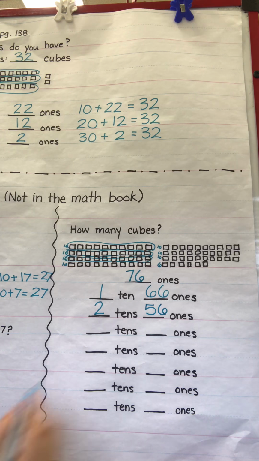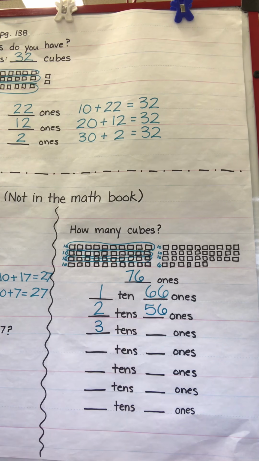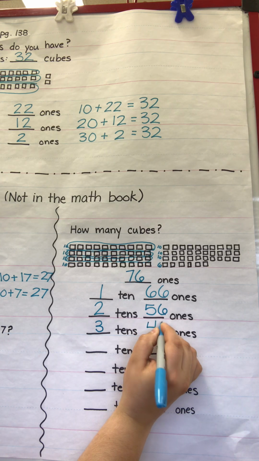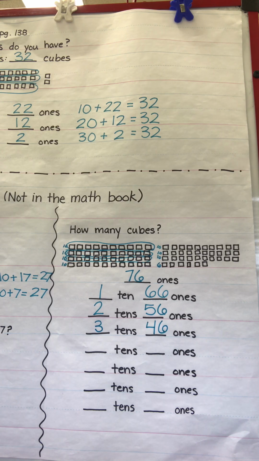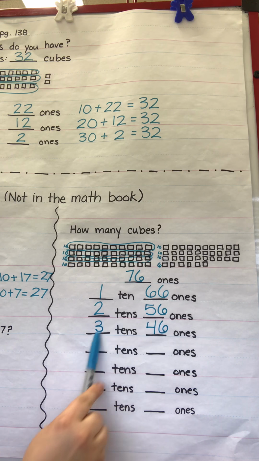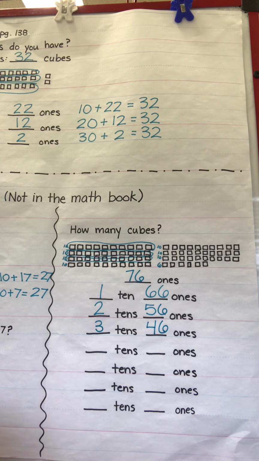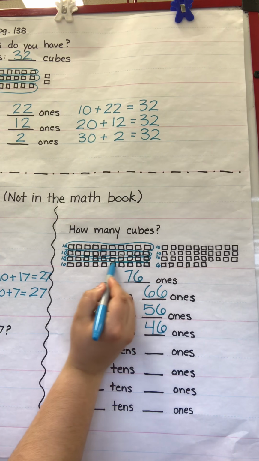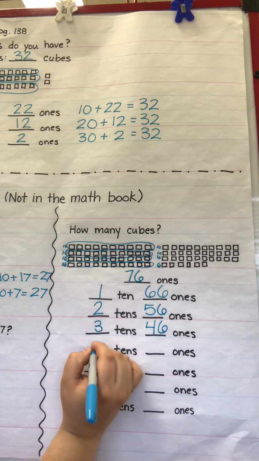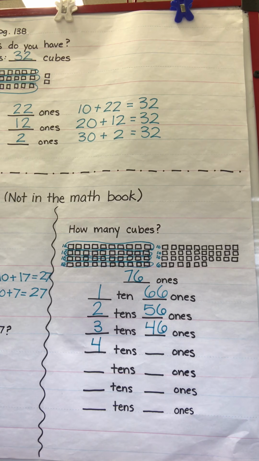If I have 3 groups of 10s now, how many ones would I have following our pattern? That's right, I would have 46 ones. Look how our ones number is getting smaller, but our tens number is getting bigger. So let's move on. Let's do one more group of 10 here. There's another tens rod. We're now going to go to 4 tens.